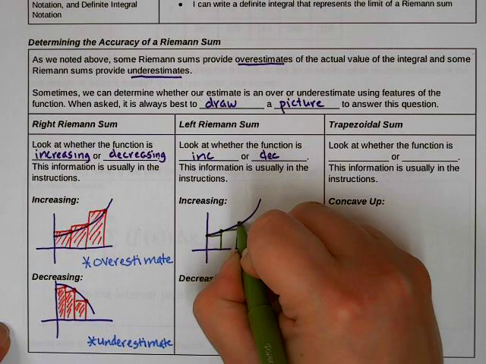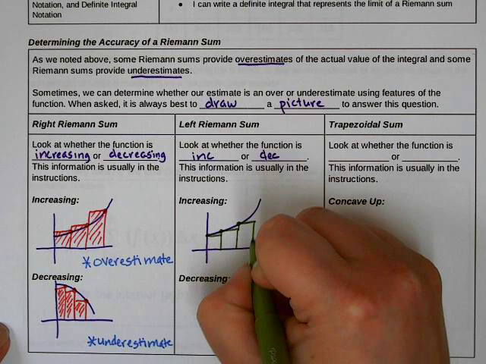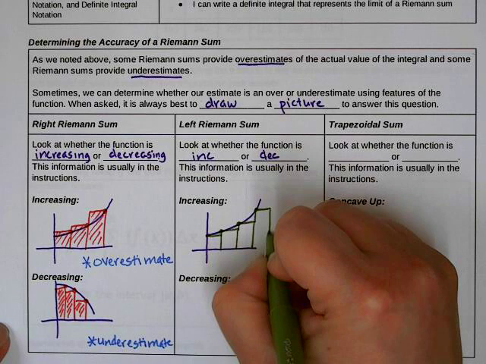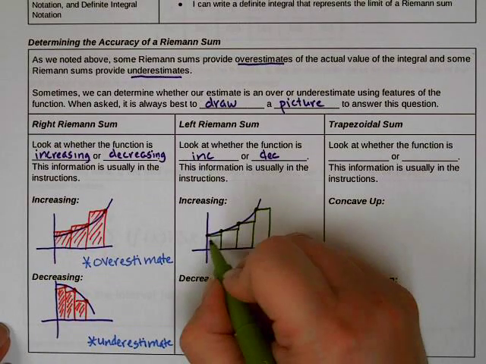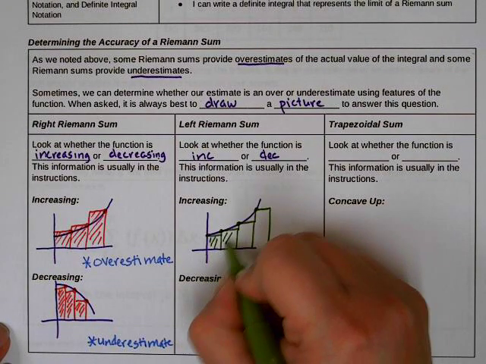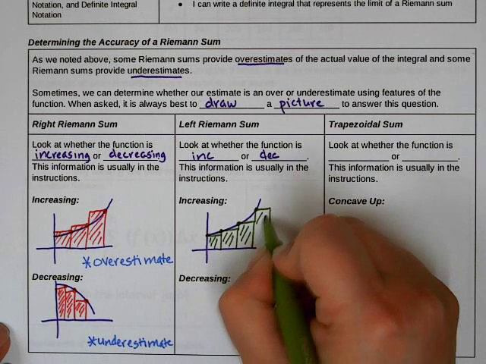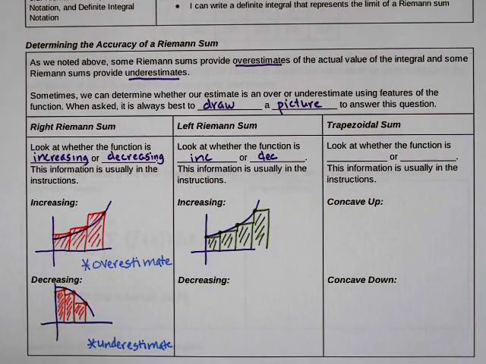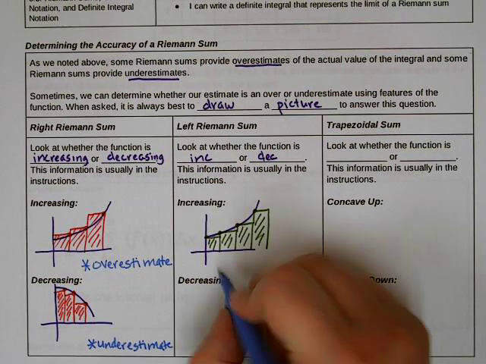It's a little bit hard to see at first, but the more that we do it, the more we would be able to see that these green rectangles here are all underneath the curve, which means if we have a left Riemann sum with an increasing function, that's going to be an underestimate.